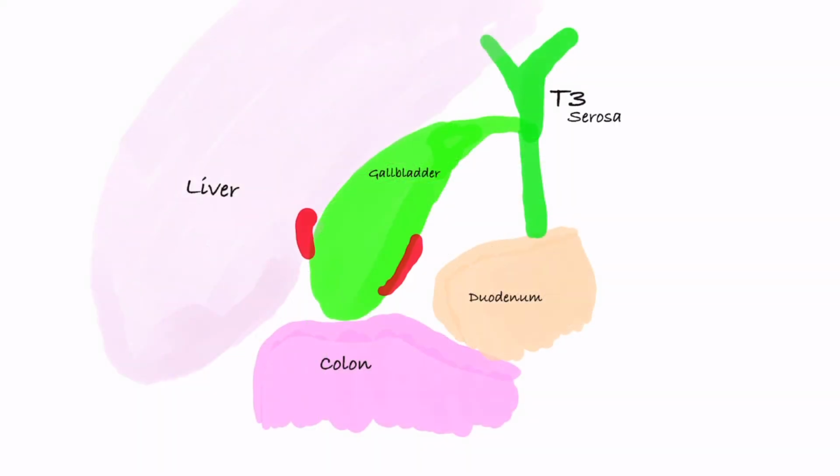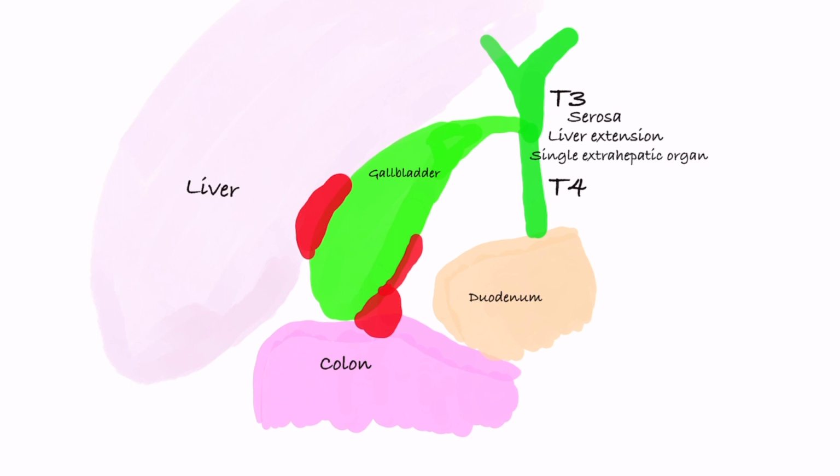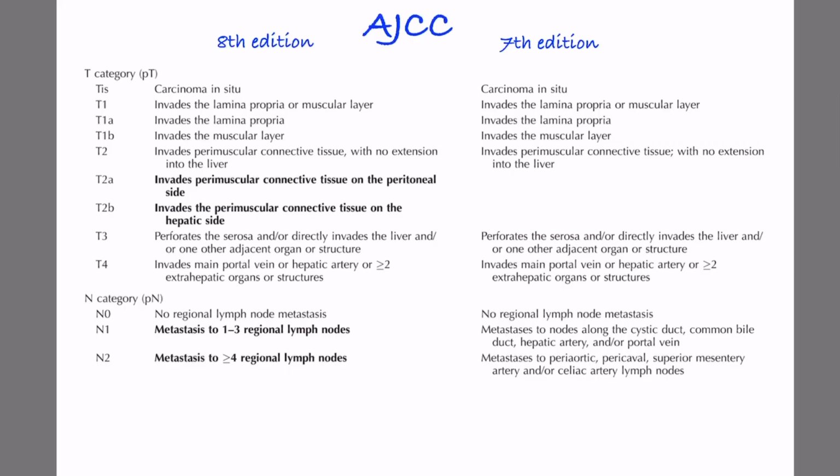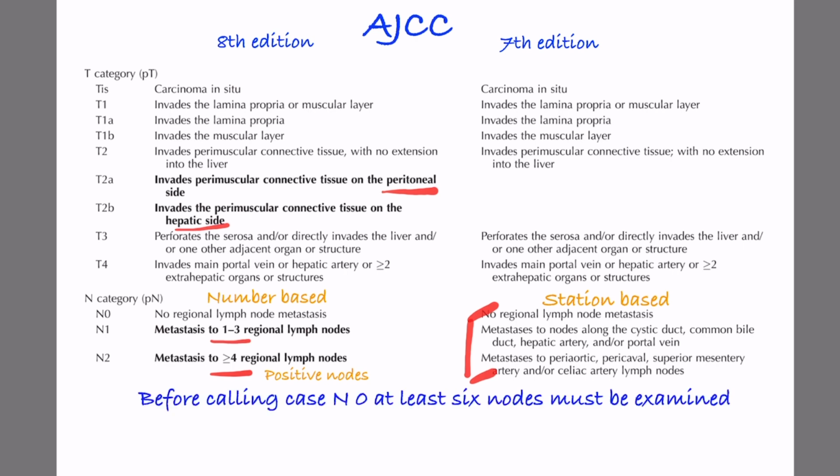T3 is serosal involvement, liver extension, single extrahepatic organ involvement. T4 is multiple extrahepatic involvement, arterial and portal vein encasement. AJCC 8th edition differs from 7th edition in that in T stage, 2 categories are defined: T2a and T2b. In N stage, 7th edition was based on stations of nodes involved. In 8th edition, priority is given to the number of nodes involved, with 4 being the cutoff between N1 and N2. At least 6 nodes must be examined for adequate staging.